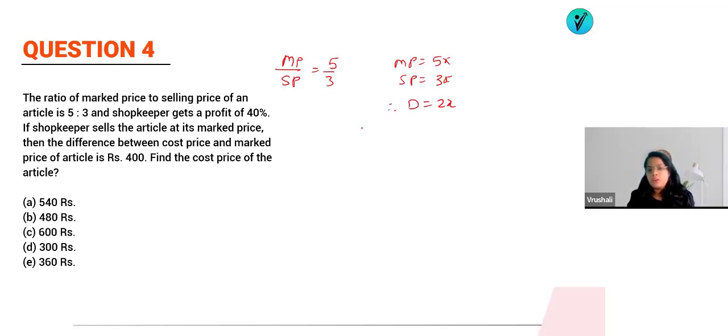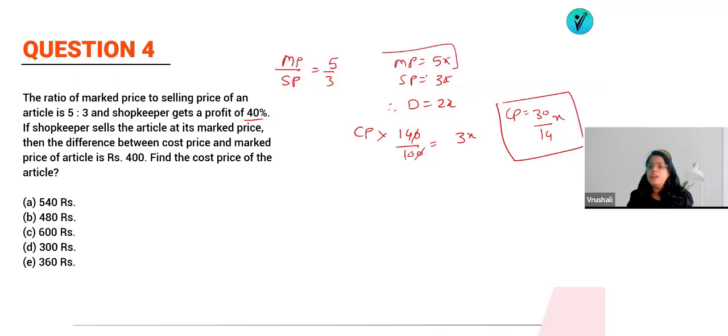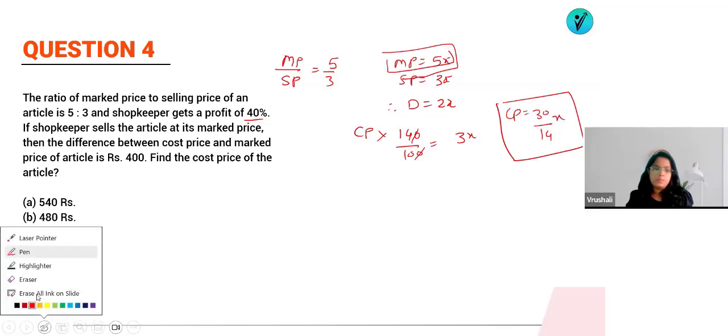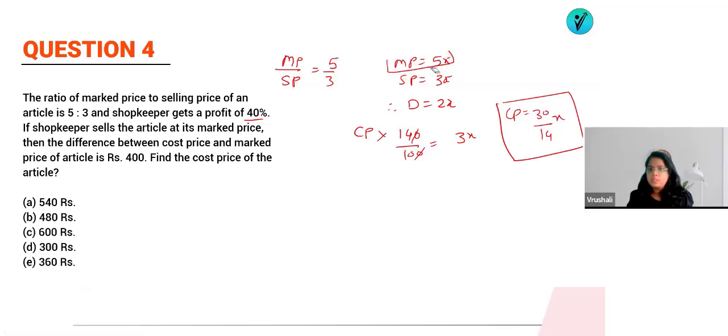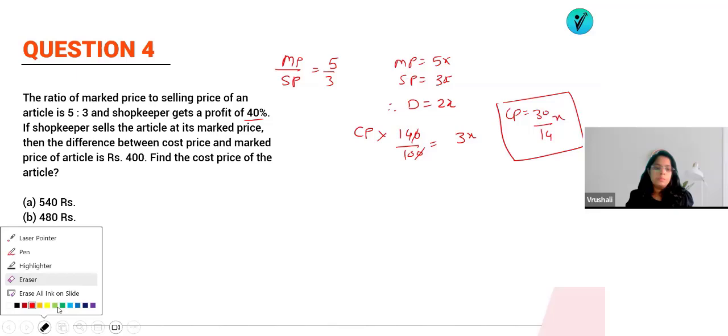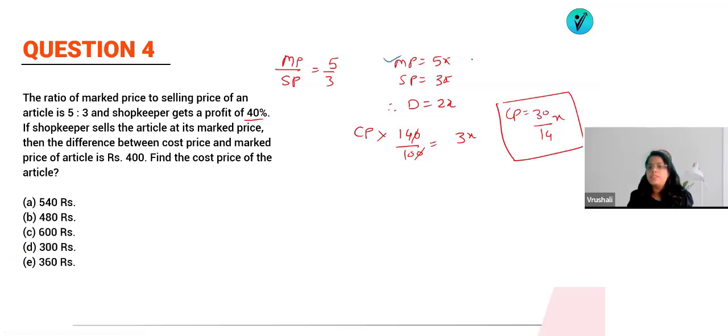What is the cost price? On this cost price, he has a profit of 40%. Means CP into 140 by 100 is equal to 3x. So you can say here CP will be equal to 3 into 10, that means 30 by 14x. This is your CP and this is your mark price. Your mark price is 5x, CP is 30 by 14x.